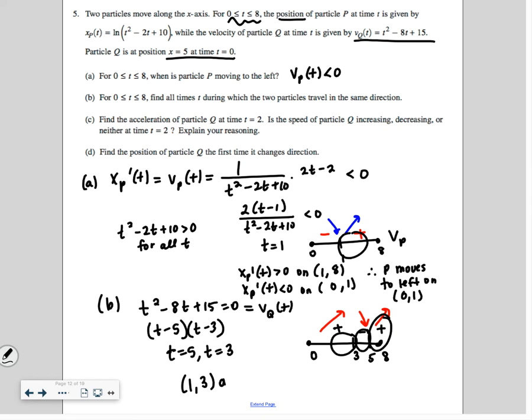So we're going to say that on the intervals 1 to 3 and 5 to 8, v of p and v subscript q travel in the same direction, because they have the same sign.